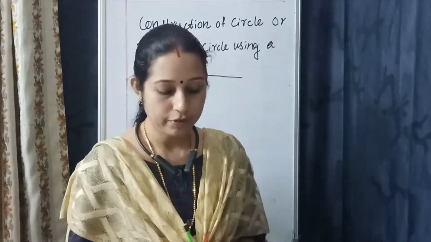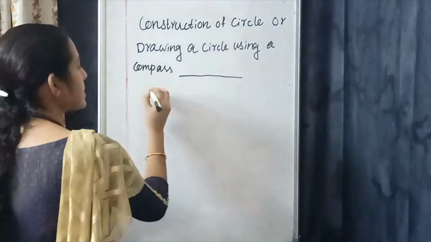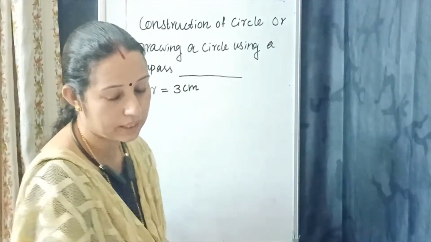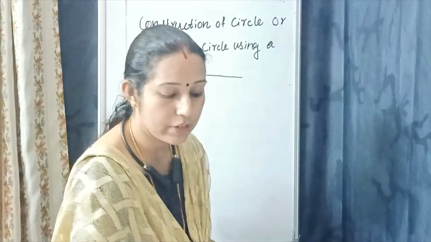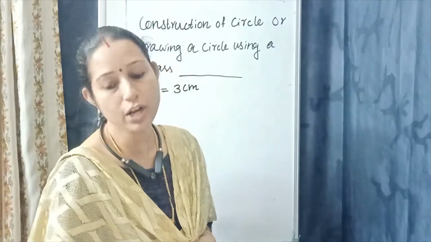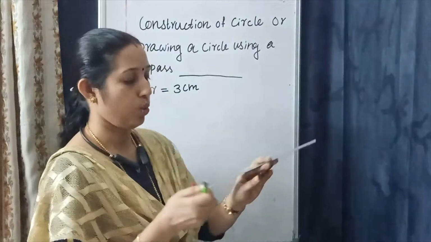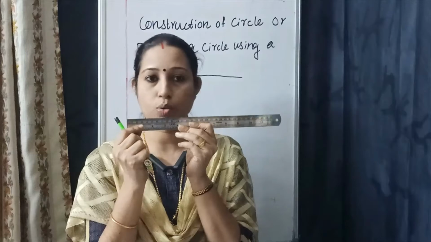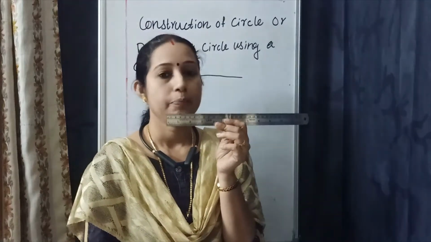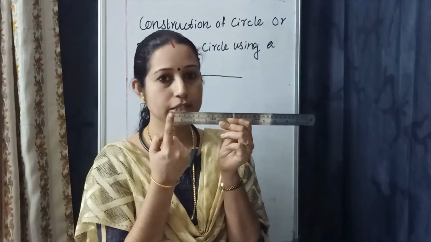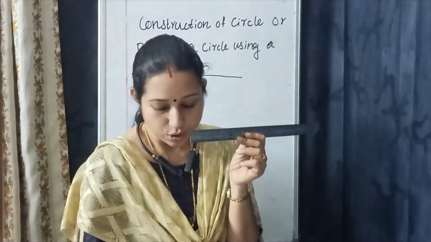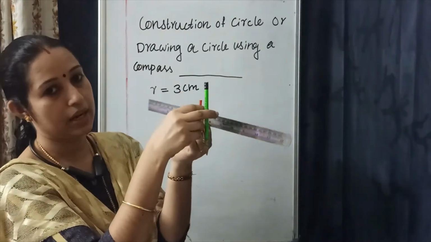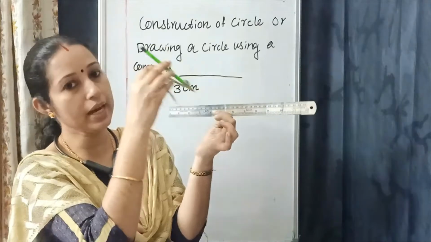Now we want to draw a circle with radius r equal to 3 centimeters. For this we need one more instrument, our ruler. On this 30 centimeter ruler, we can see 0 to 30 centimeters. First, we measure a length of 3 centimeters using this ruler.